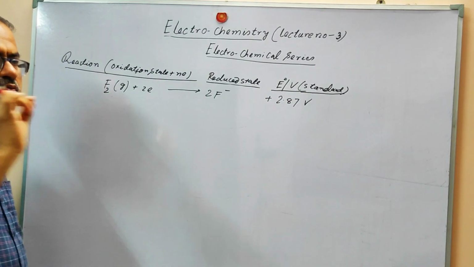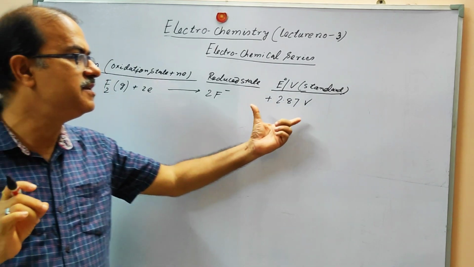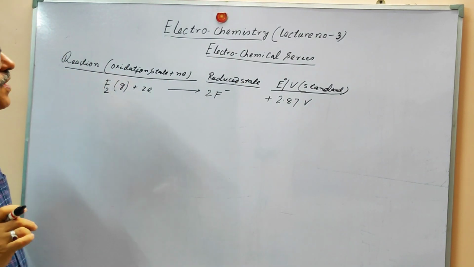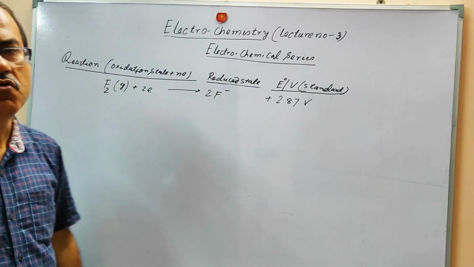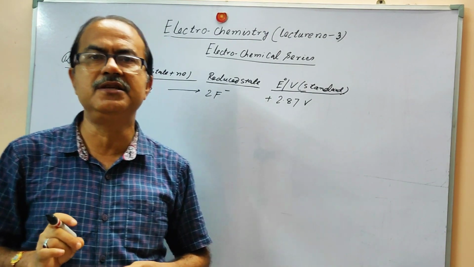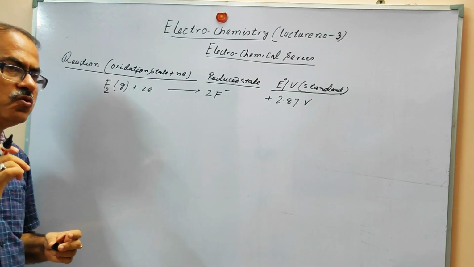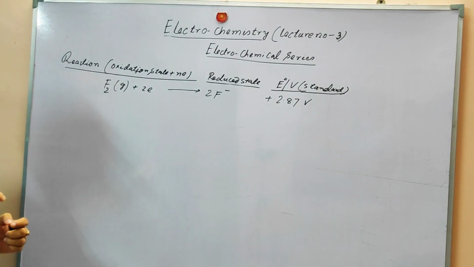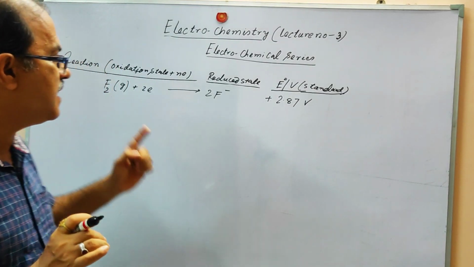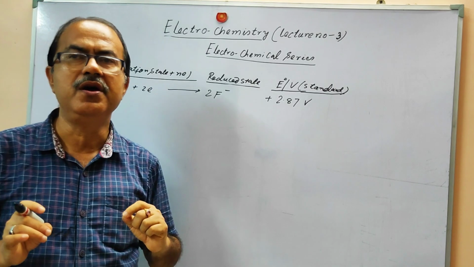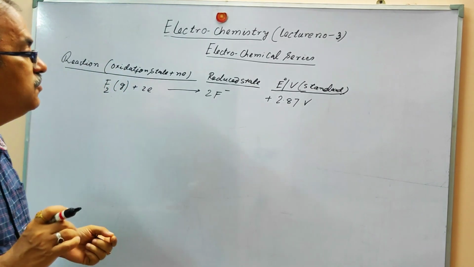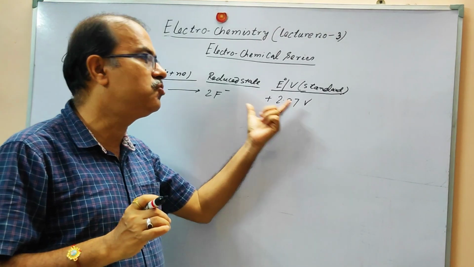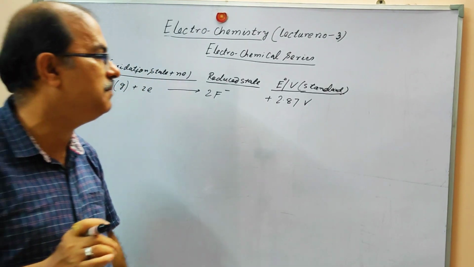So fluorine, at the top of the table, has the highest reduction potential, which is 2.87 volt. This means that fluorine has the maximum tendency to be reduced. That means fluorine has the highest oxidizing power, and it is transformed into the fluoride ion, which has the lowest reducing power. So fluorine has the highest oxidizing power because its electrode potential is the maximum.